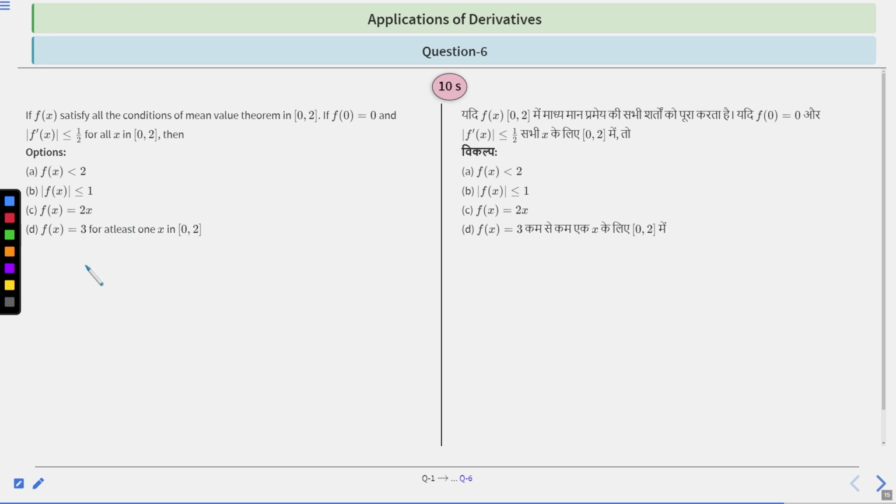So see, f x is satisfying all conditions of mean value theorem. What are the conditions of mean value theorem? The function should be continuous in a to b, where a is 0 and b is 2, and the function should be differentiable in the open interval 0 to 2, clear. Then if these two conditions are satisfied, there must exist at least one c where f dash c is equal to f b minus f a upon b minus a, right? So you can apply these conditions of mean value theorem to get the answer. Okay, so you have 10 seconds to solve this question. After 10 seconds we will discuss the solution.